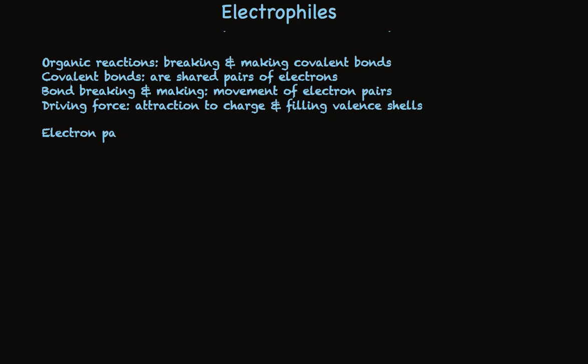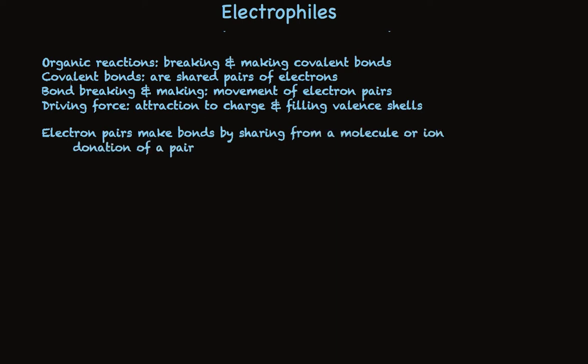Electron pairs make bonds by sharing. From a molecule or ion, donation of a pair of electrons is the definition of a Lewis base, and accepting a pair of electrons is the definition of a Lewis acid. So you might think that we talk in terms of Lewis bases and Lewis acids, being electron pair donors that share electrons to make bonds, and electron pair acceptors that accept electrons to make bonds.